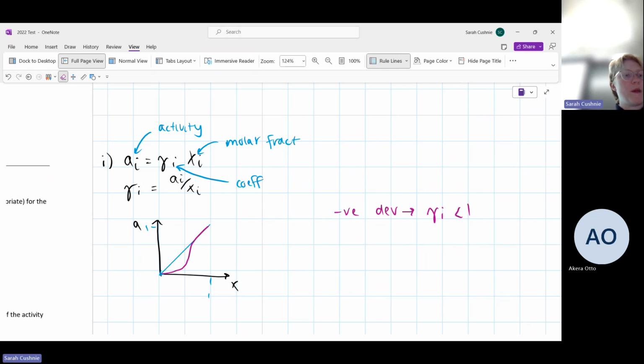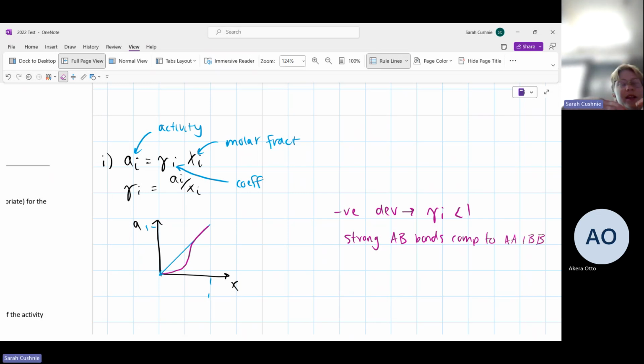And what this shows, just to give a bit more context, is what we talked about a little bit in the last review session. If you have this negative deviation, essentially what it's saying is that these substances really like bonding together. So say you have components A and B, we have strong AB bonds compared to AA or BB bonds.